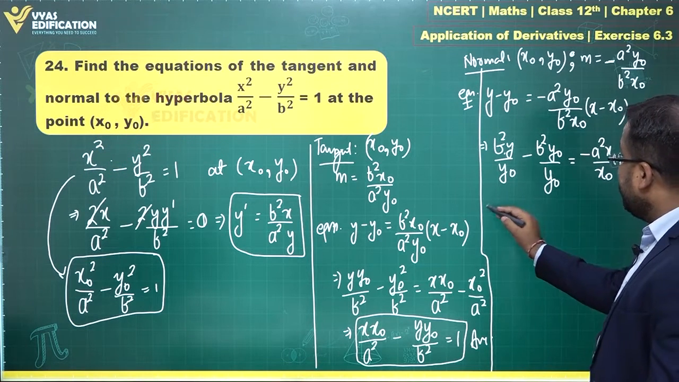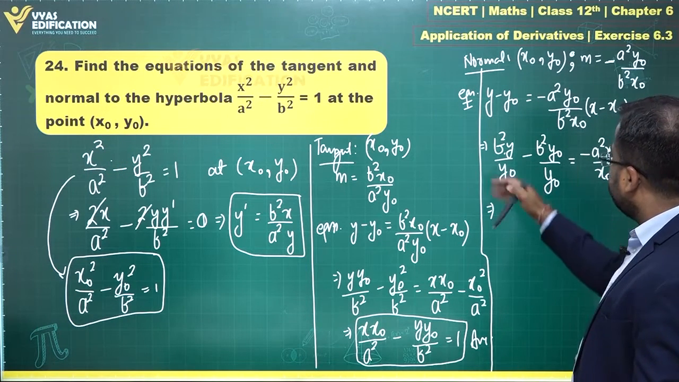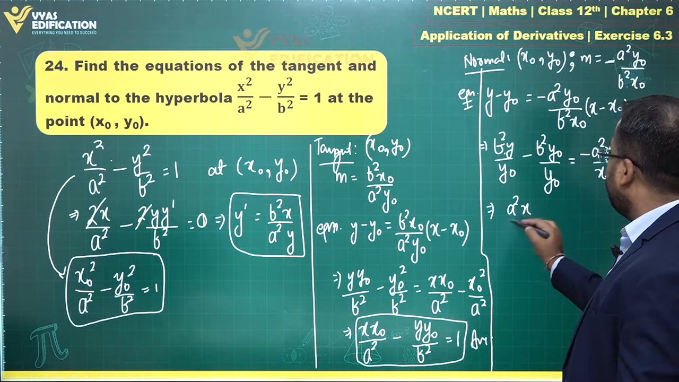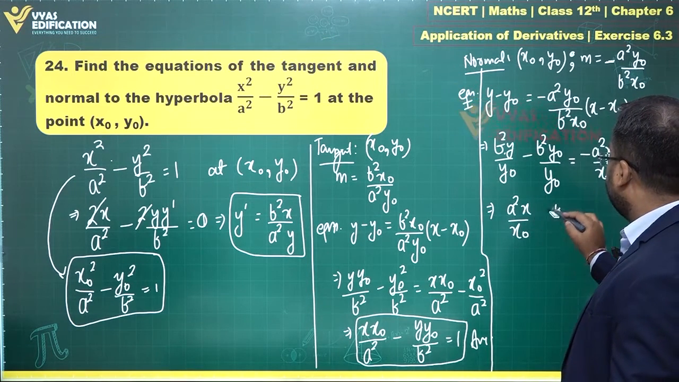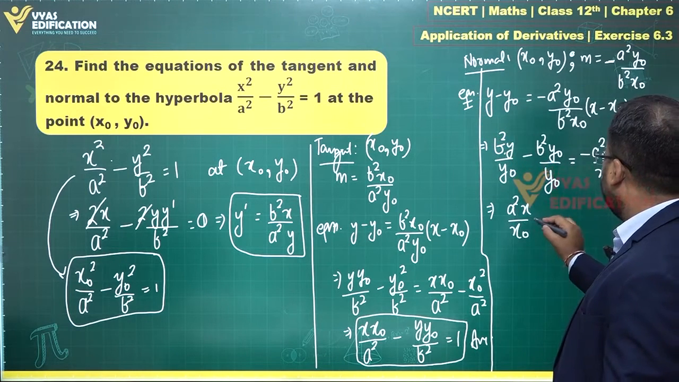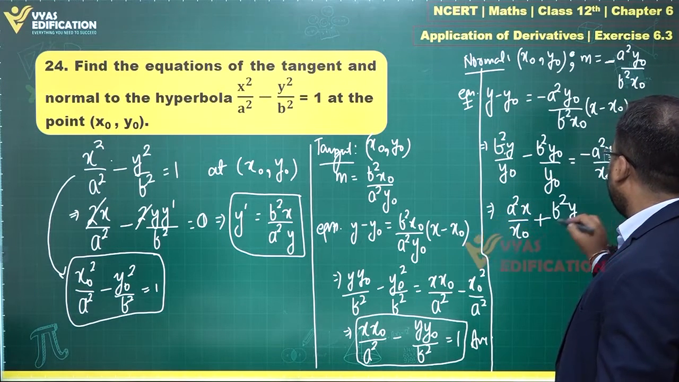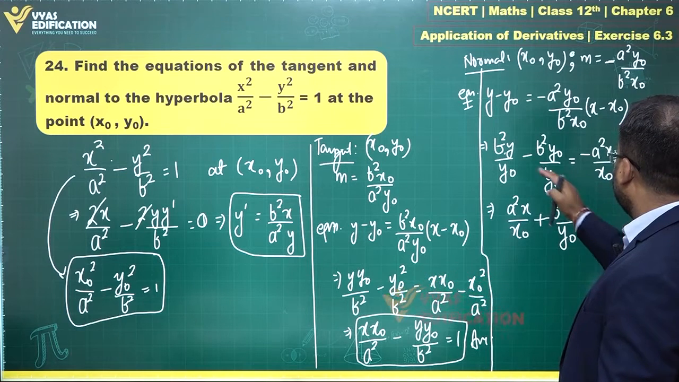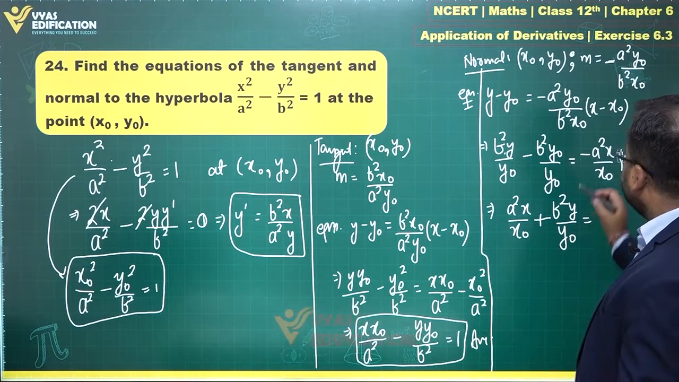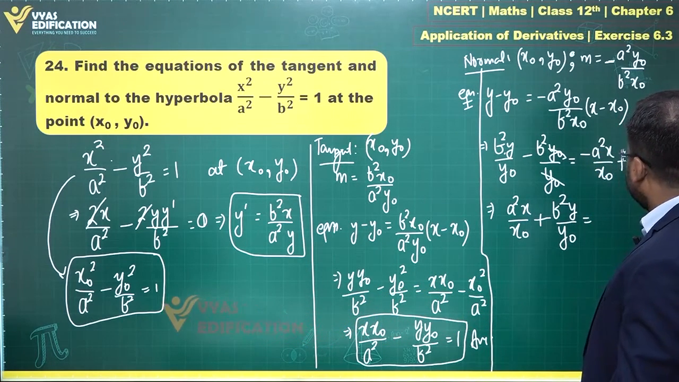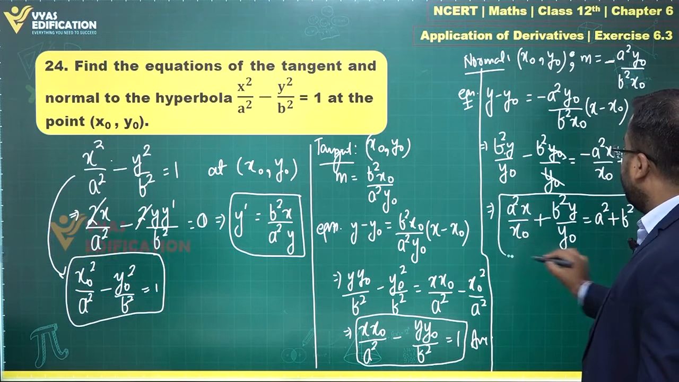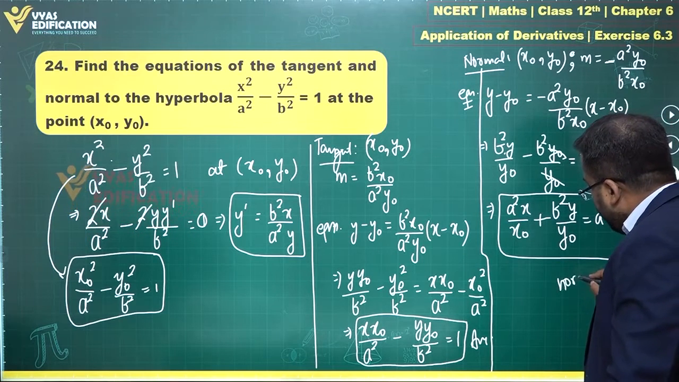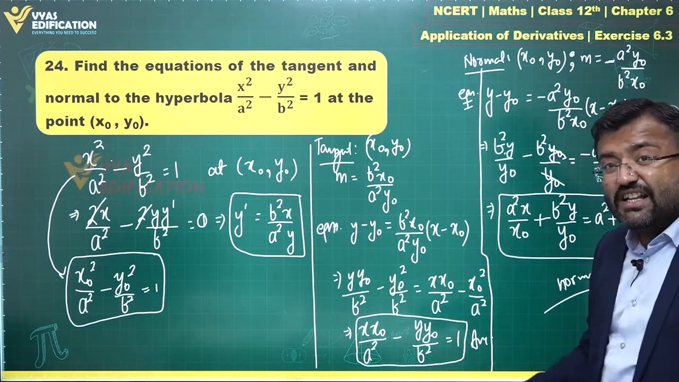Okay. Let's rearrange a bit. Let's bring this a square term over here. A square x over x naught plus b square y over y naught is equal to this plus this. And what is that? This y naught goes, this x naught goes, this is simply a square, and this here is plus b square. That is the required equation of normal.